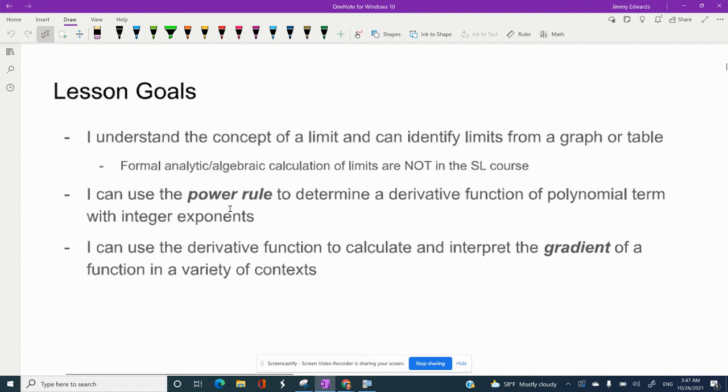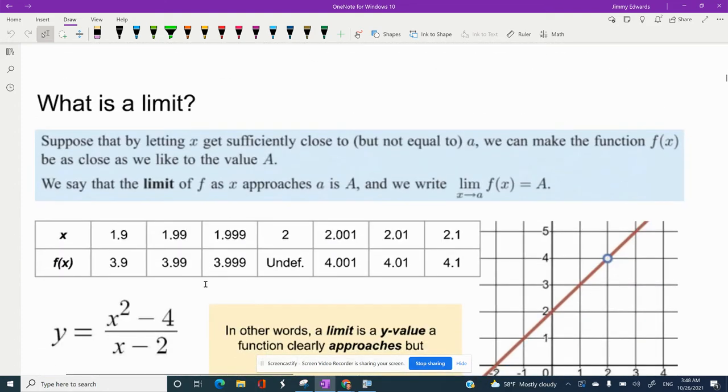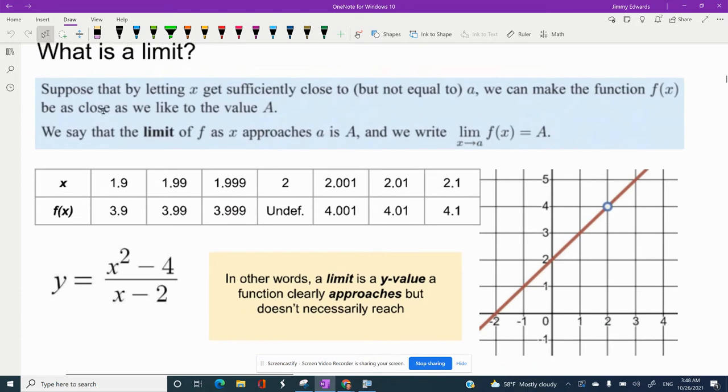You should be able to use the power rule to determine a derivative function of a polynomial term with integer exponents. And you can use the derivative function to calculate and interpret the gradient of a function in a variety of contexts. So let's get started with what is a limit?